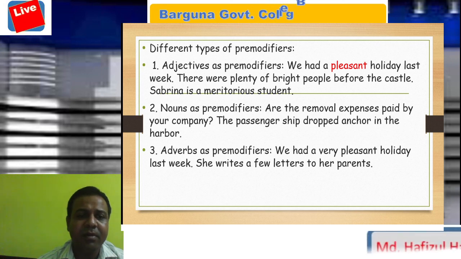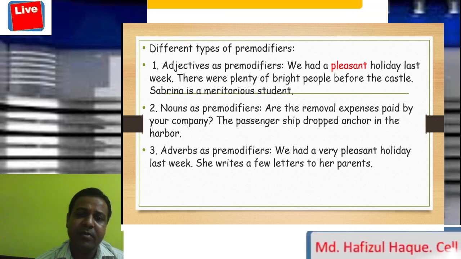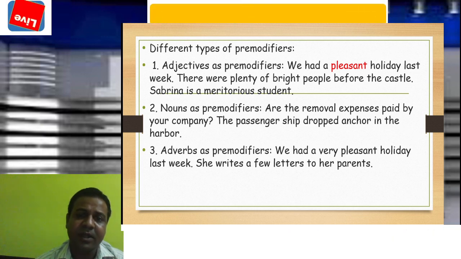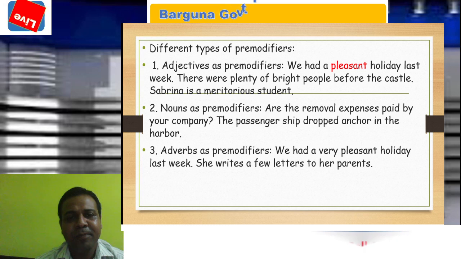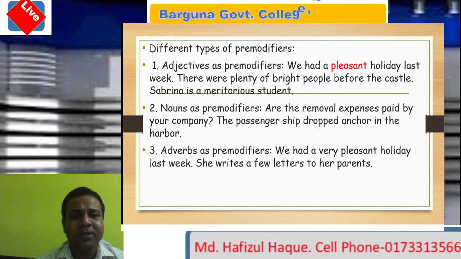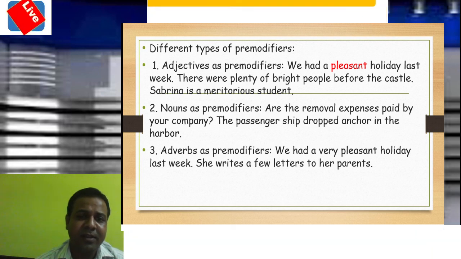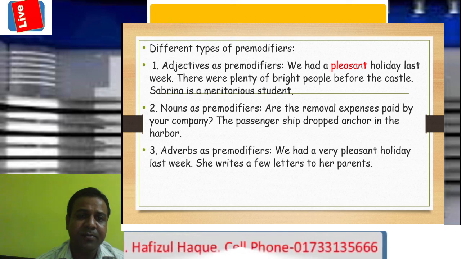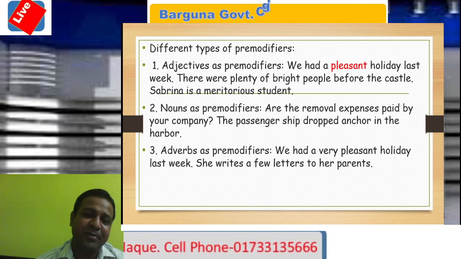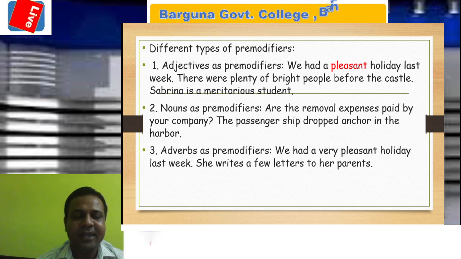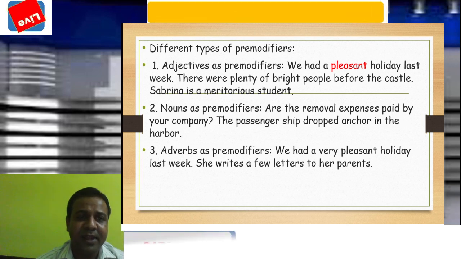In the second example, the passenger ship anchored in the harbor. The passenger ship is the subject. Here we see ship is a noun and passenger is also a noun. But in passenger ship there are two nouns, and the former noun is used as an adjective, and that's why we see nouns can be used as pre-modifiers. I think we have already got my point, what I want to say.